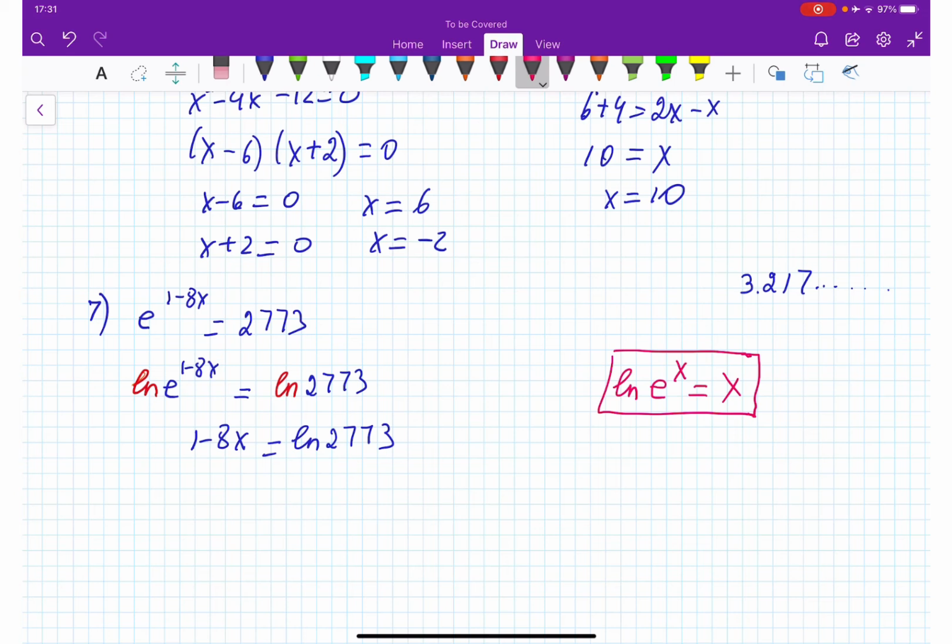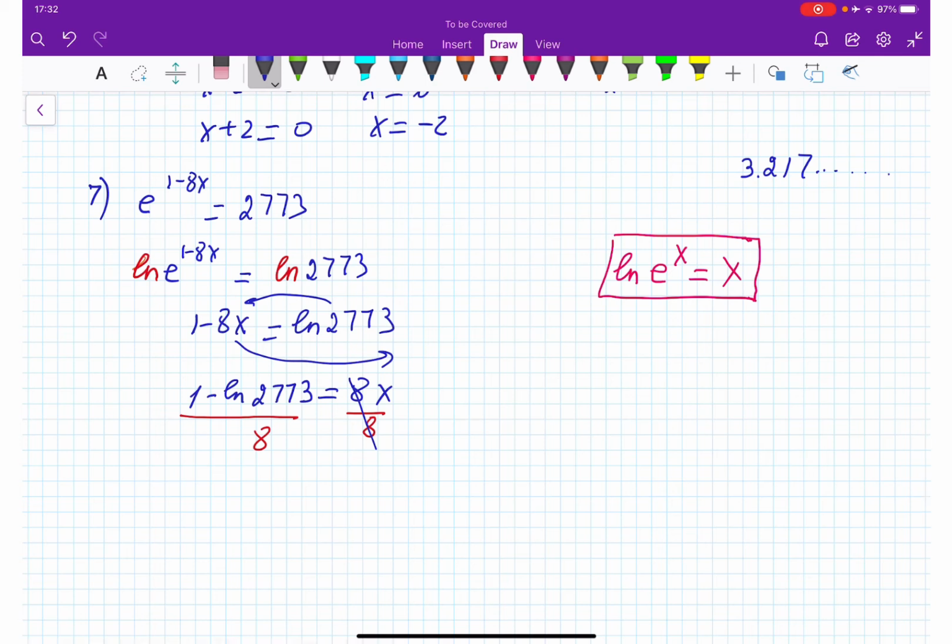I need to find x, which means from here, I will have negative x. I'm going to move it here to get positive 8x, and the natural logarithm, bringing it here, I will have 1 minus natural logarithm 2773 is equal to positive 8x. And to get x by itself, I'm going to divide by 8 here and by 8 here. So this 8 is gone, and my answer is going to be x is equal to 1 minus natural logarithm 2773 over 8. All right?